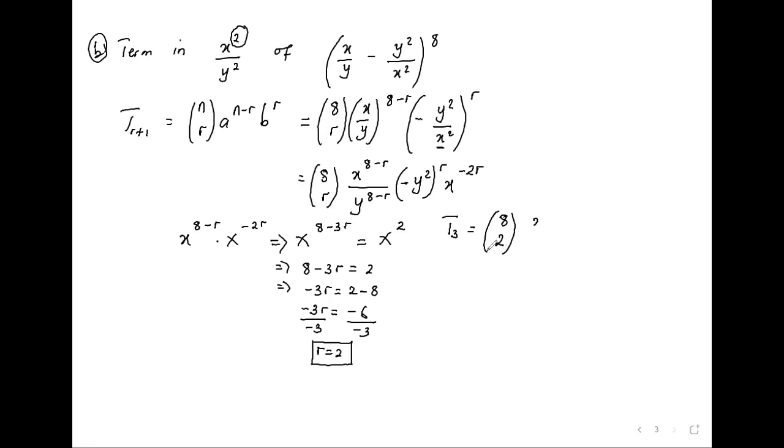and then x^(8-2) over y^(8-2) multiplied by, you can even take it there back. Maybe just substitute on the original second form, this one.